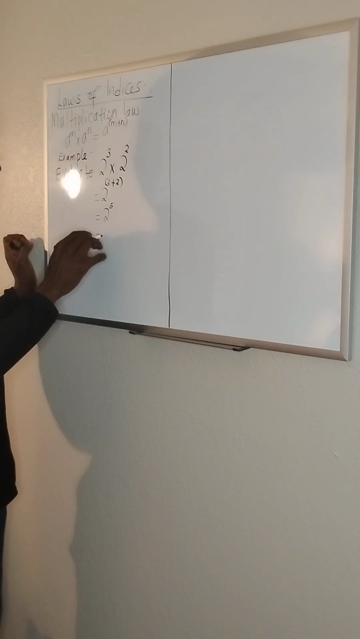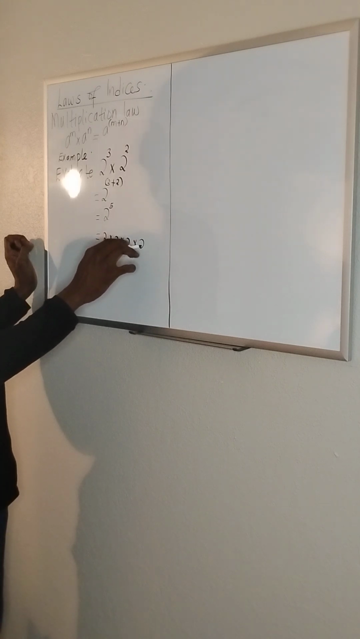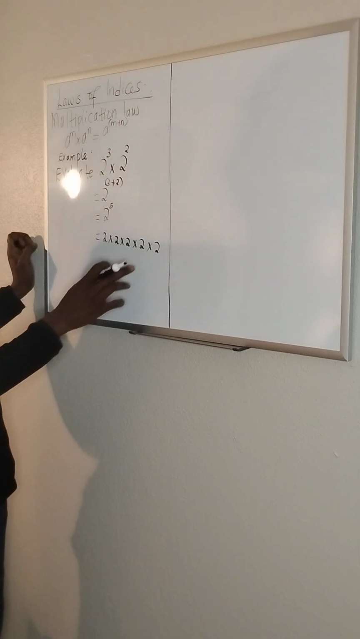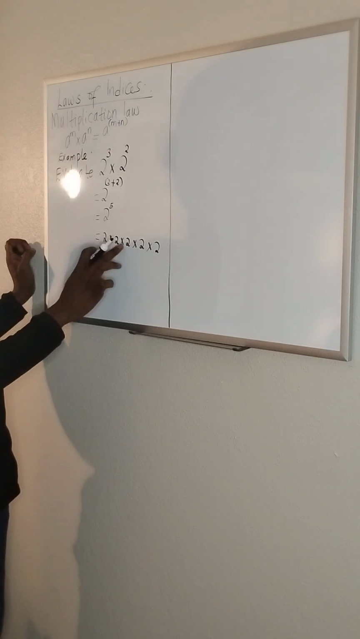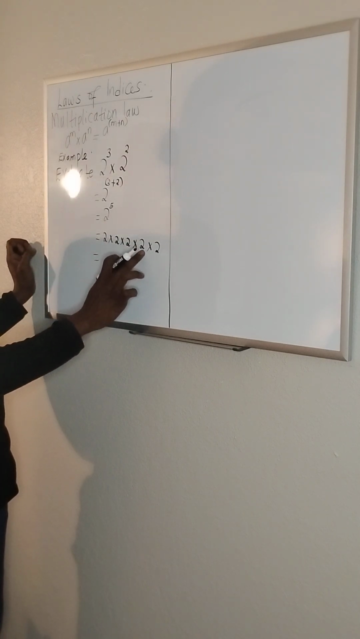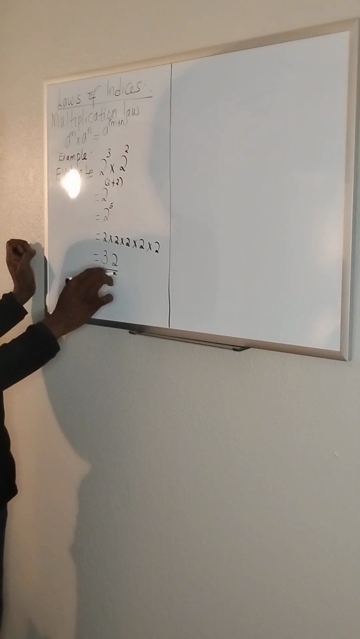2 raised to the power of 5 is the same as 2 multiplied by 2 multiplied by 2 multiplied by 2 multiplied by 2, 5 times. 1, 2, 3, 4, 5. 2 times 2, 4. 4 times 2, 8. 8 times 2, 16. 16 times 2, 32. So this is our solution.